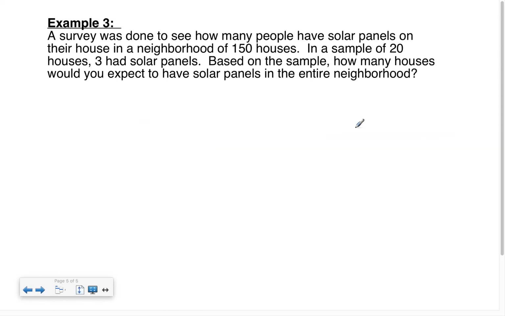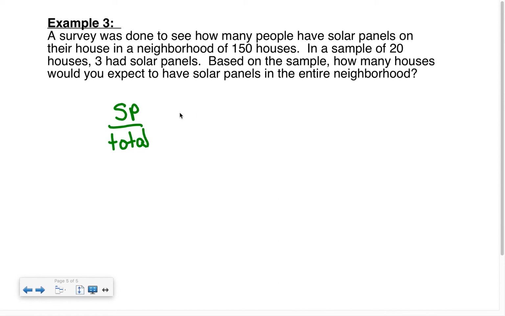All right, one more example. So here's example 3. If you want to try it on your own, hit pause. If not, we'll work through it together. A survey was done to see how many people have solar panels on their house in a neighborhood of 150 houses. In a sample of 20 houses, 3 had solar panels. Based on the sample, how many houses would you expect to have solar panels in the entire neighborhood? Okay, so now we're comparing solar panels, I'm just going to call it SP, to total.